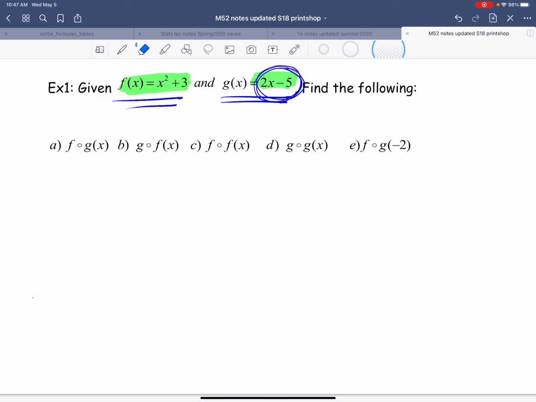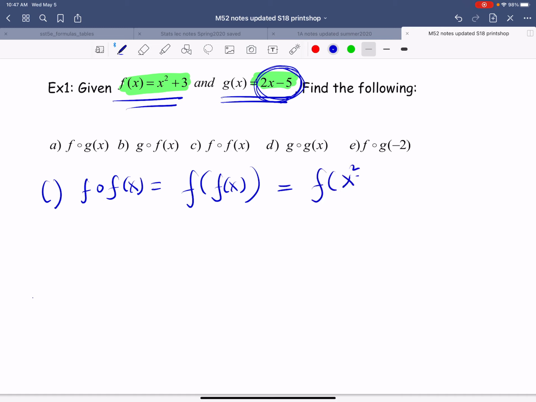Okay, so for part C, I got f of f of x. That means inside my f function, I'm putting the f function. So what does the f function do to something? First of all, my new x will be x squared plus 3. This is going to be my new x, whatever f of x is. What does the f function do to something that goes inside? Well, it squares that something. Now I'm just going to keep it as x squared plus 3. It's going to square it and add a 3 to it. That's going to be f of f of x.